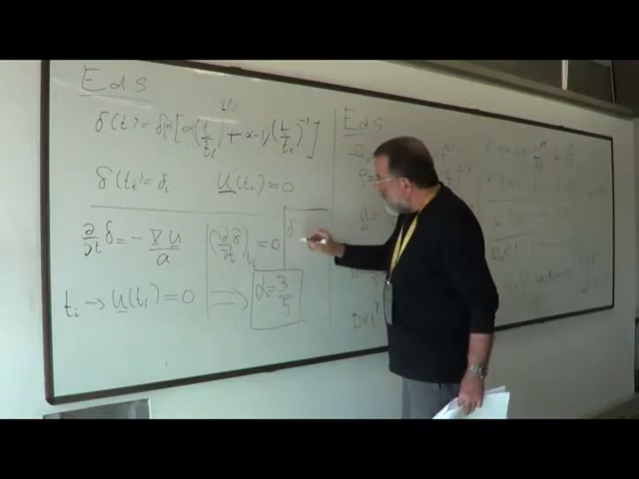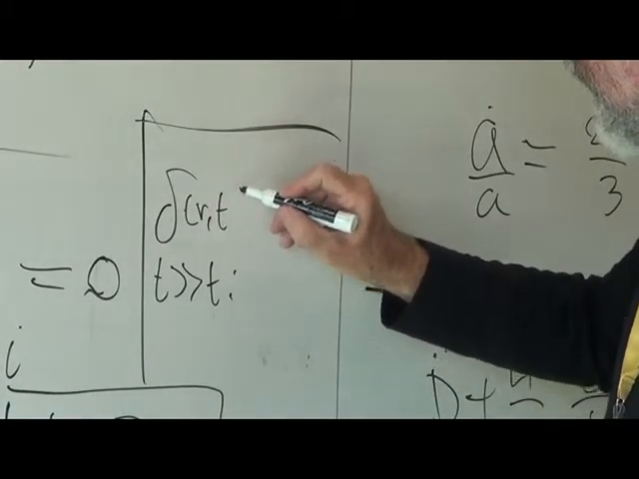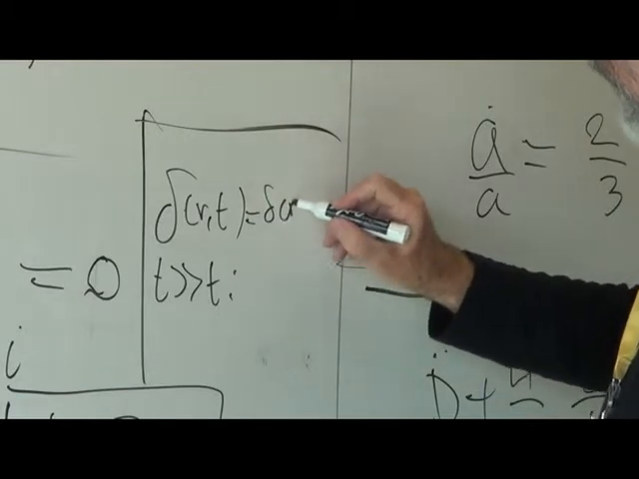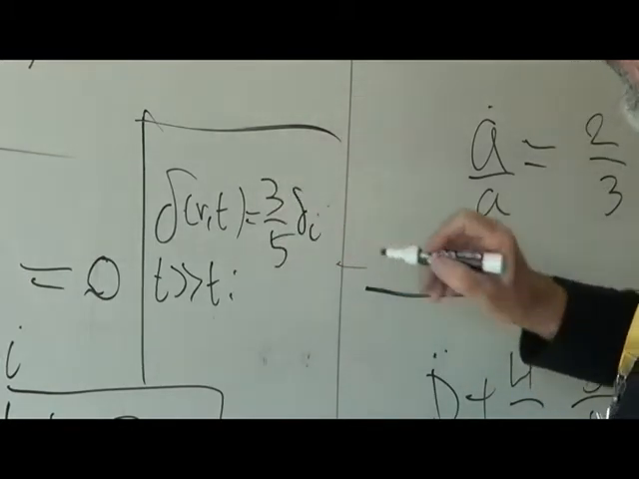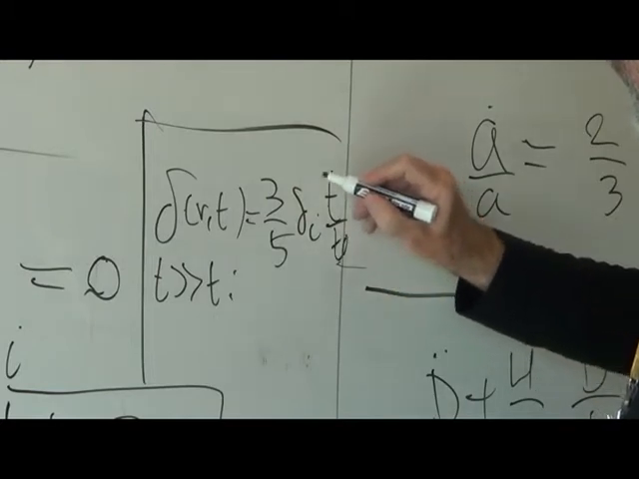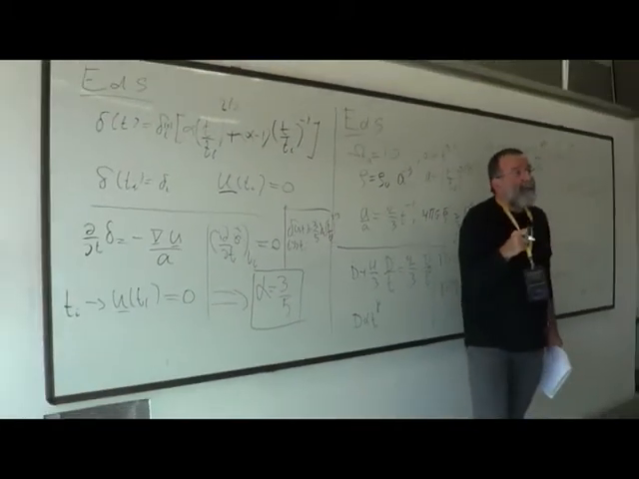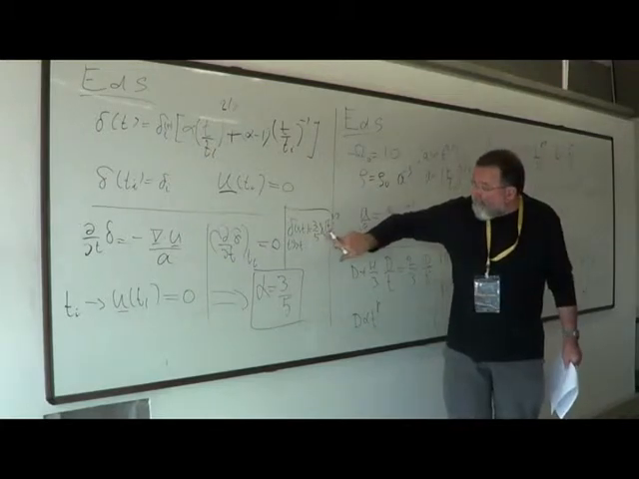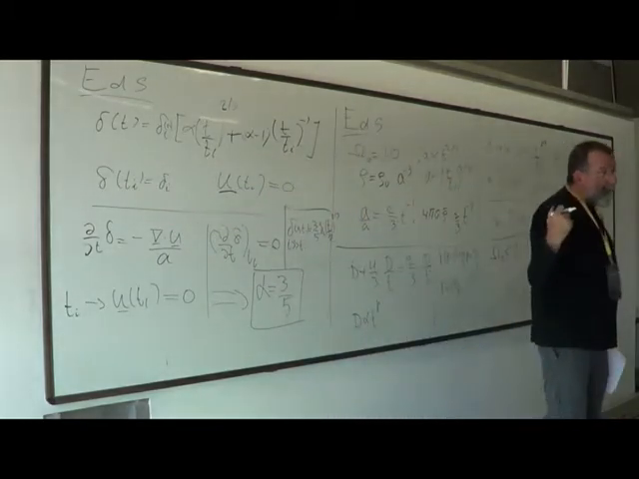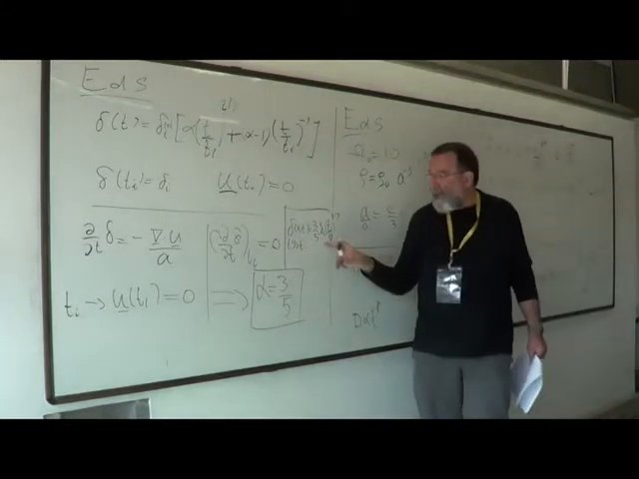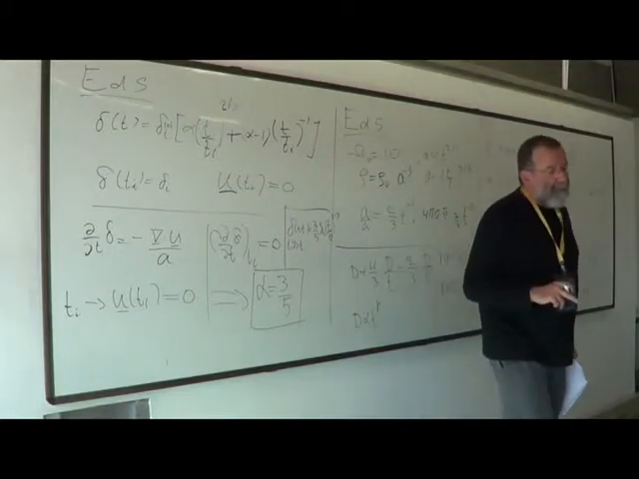So let me write it here. After enough time, after ti, delta of r and t goes like 3/5 of delta i, t over ti to the 2/3 power. So that's exactly the 3/5. In terms of the actual delta i that we had to put here, or what we did for the top-hat model, after enough time we are left only with 3/5 of the original power. That's the reason for this 3/5 that came up all the time.